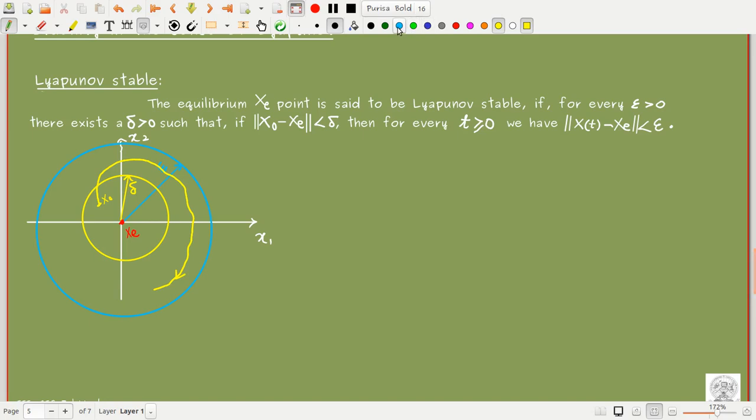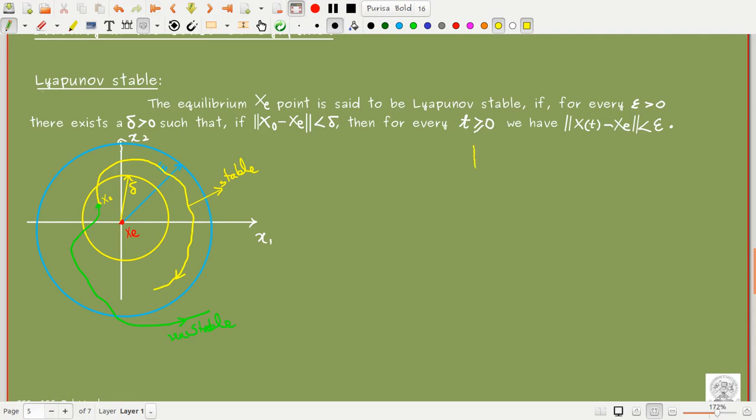Suppose I have a trajectory starting from some other point, and it moves and goes out of the epsilon ball. This means that the system is unstable. In the earlier case, the system is stable. So the only condition in Lyapunov stability is that the trajectory should lie within the epsilon ball.